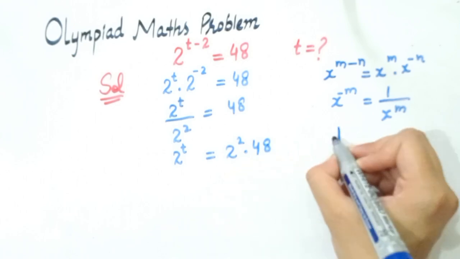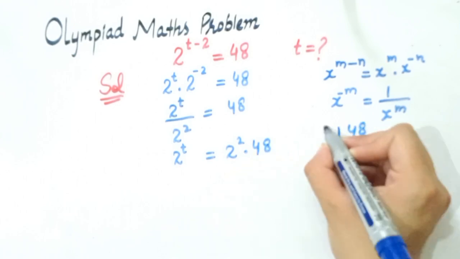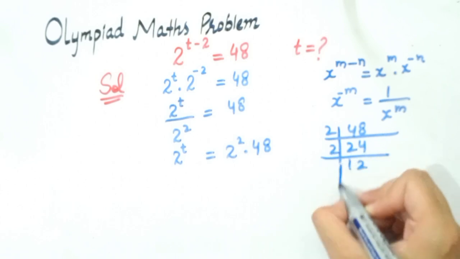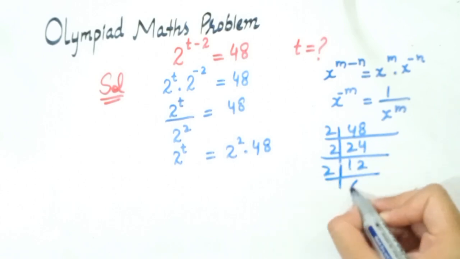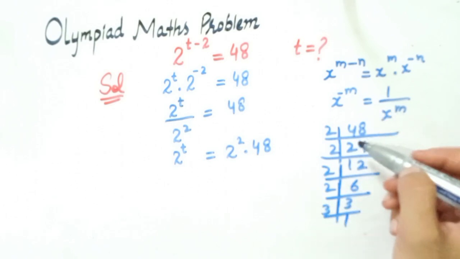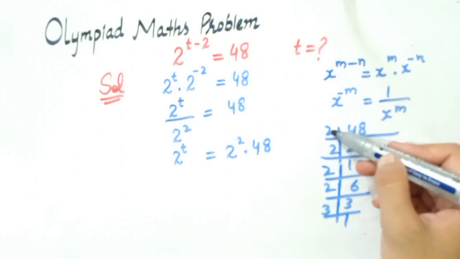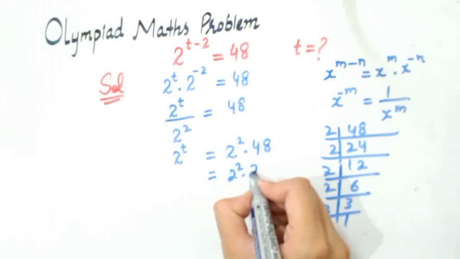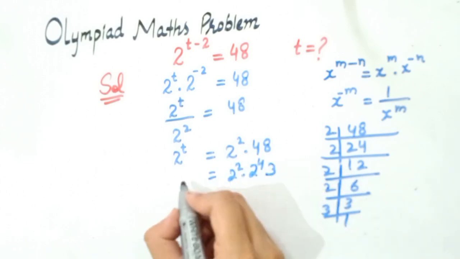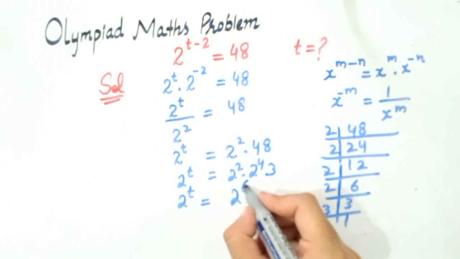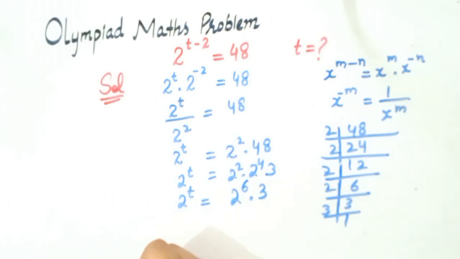Now we will take the LCM of 48. 2 times 24, 2 times 12, 2 times 6, 2 times 3, and 3 one time. So 2 raised to power 4 into 3. So this will become 2 raised to power 6 into 3.